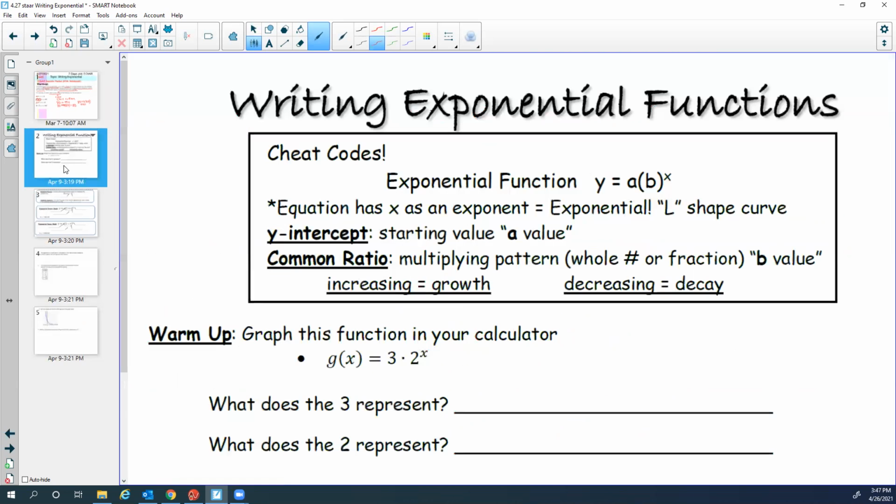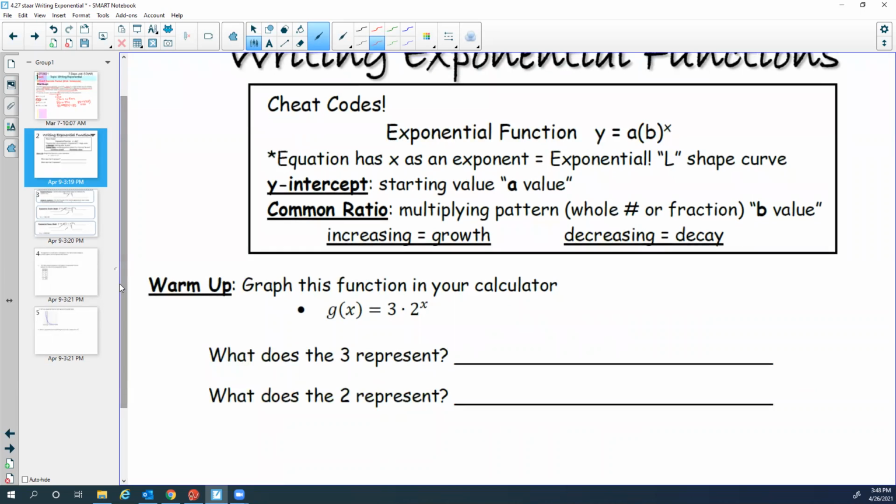All right, so today's topic, we are writing exponential functions. First things first, go ahead and figure out what the 3 and the 2 represent. If you looked at the box above, you would probably be able to figure it out. The 3 is my A, and my A is my y-intercept. The 2 is my B value, and the B value is the common ratio.